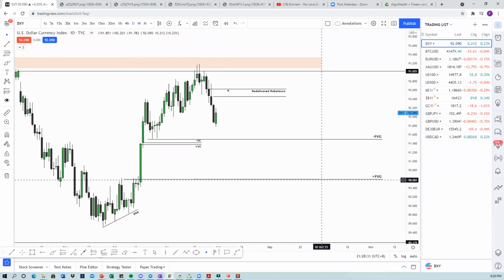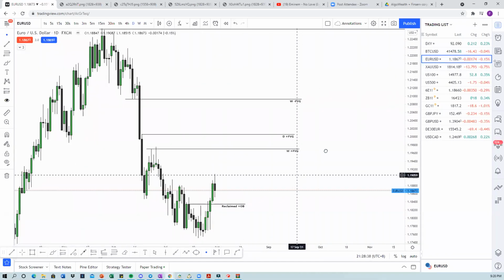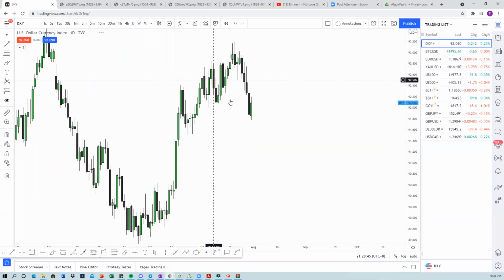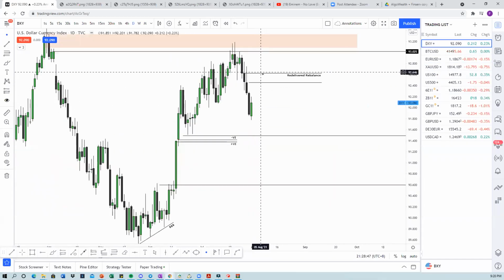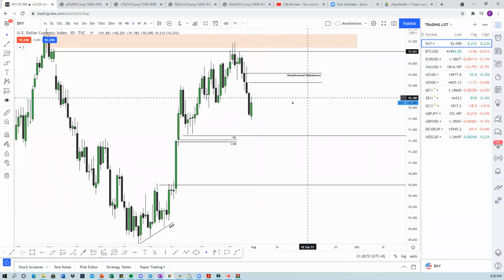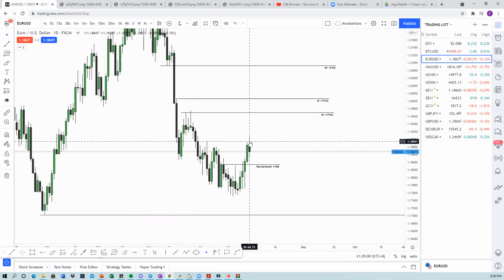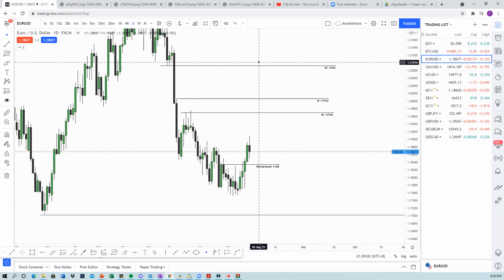Okay, so this is the one for the dollar index. Euro USD, this is the one. If Euro USD is going down to the reclaimed order block, that means dollar index should go up to redeliver, rebalance, at least the start or the end of it. And if dollar index goes to redeliver, rebalance, and reacts, then obviously we know that Euro USD is going to come to the reclaimed order block and go up.